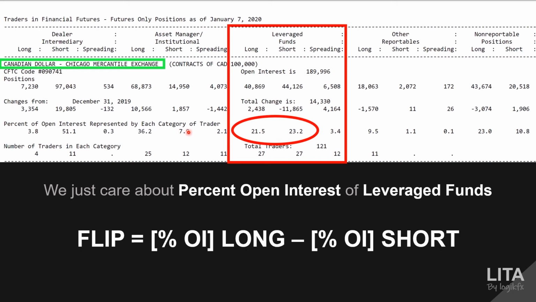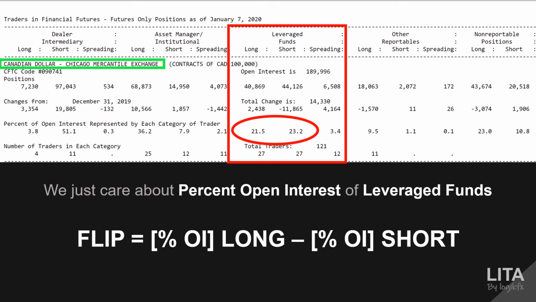Now, percentage of open interest, as the name states, is the percentage of people within the category buying and selling the currency out of the total open interest. What on earth is open interest? Well, this is a percentage of open trades out of the total open trades. So it's the number of trades that are open. Open interest tells us the percentage long and short. So if you have a look here, long, so it's these guys, and short. And when we look at percentage open interest of long and short of leverage funds, we can see it's 21.5% and 23.2%. So what do we do with that information?